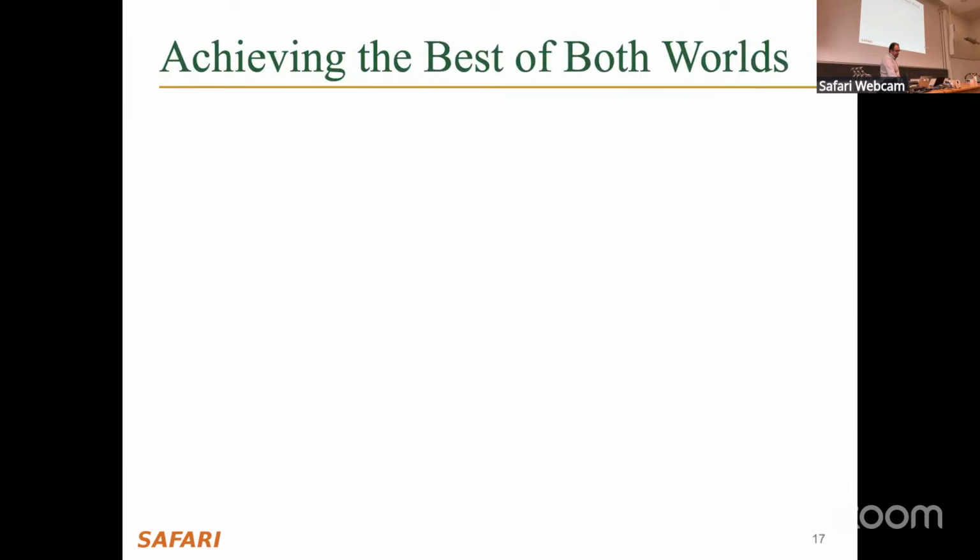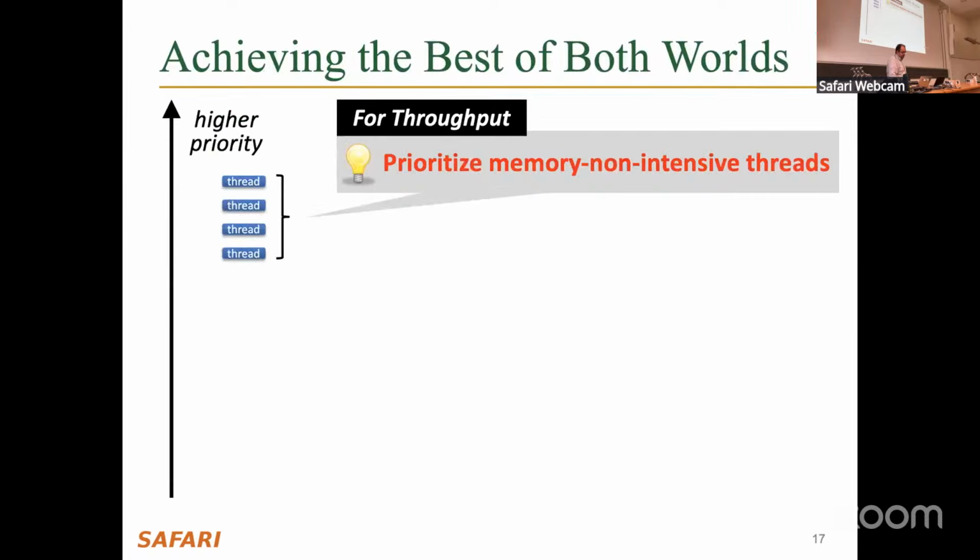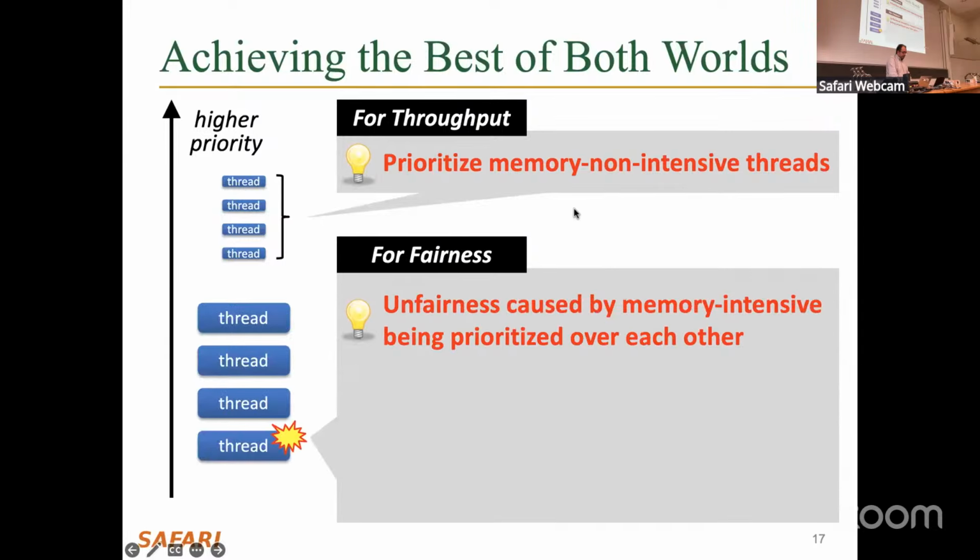Okay, achieving the best of both worlds. We can categorize mice, or let's say threads with low memory intensity, in the higher priority category. And for throughput bias, we can prioritize memory non-intensive threads. And for fairness, we can have a separate group, or here we can call it a cluster. That's why we call it a cluster scheduling technique. So you can have a different cluster for the other threads which are memory intensive, or let's say elephants. And for fairness, you can handle these separately.